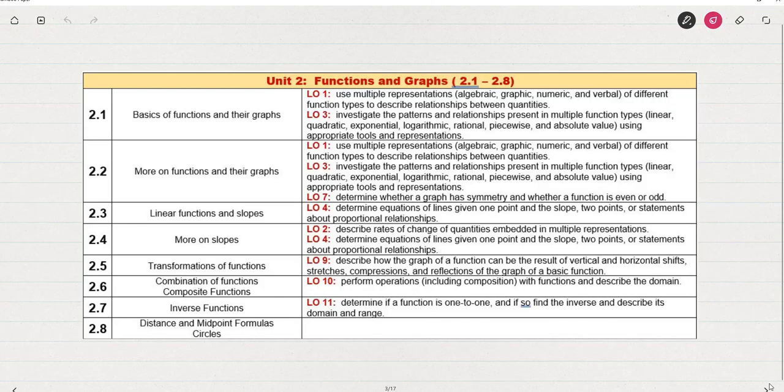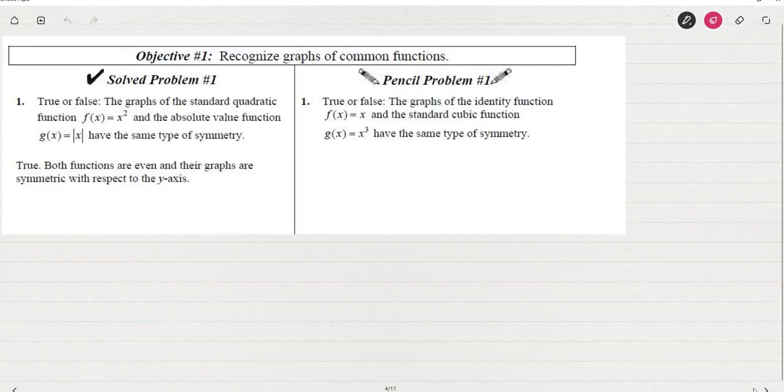In Unit 2, here we are with number 5, you'll see this learning objective: describe how the graph of a function can be the result of vertical and horizontal shifts, stretches, compressions, and reflections of the graph of a basic function. So this is on our set of learning objectives, which keys me into this important point: if you're concerned about passing a final exam, this topic is certainly going to show up on a final exam.